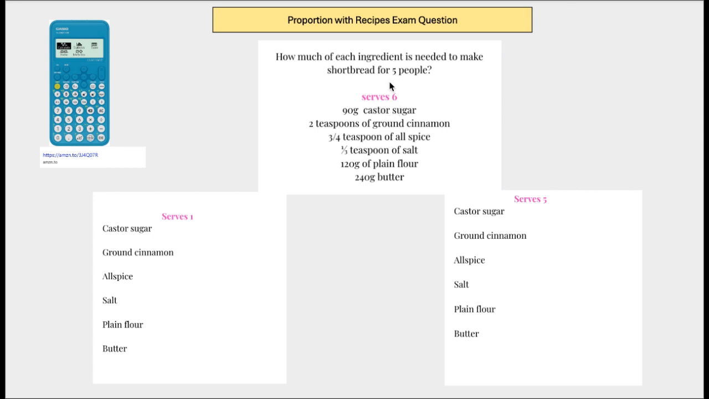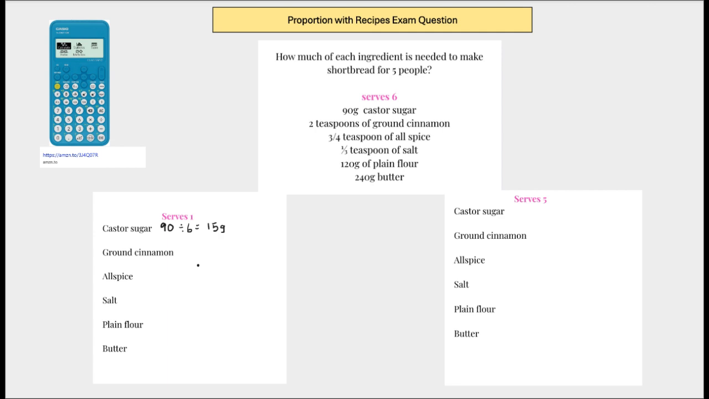Now, before we can work out shortbread for 5 people, we need to work out one person. It serves one person, and then we can move forward to work out 5. So, caster sugar. Caster sugar is 90 grams, so it's going to be 90 grams divided by 6, and that's because it serves 6. Pop that in your calculator. The method is going to give you 15 grams. So for one person, caster sugar is 15 grams.